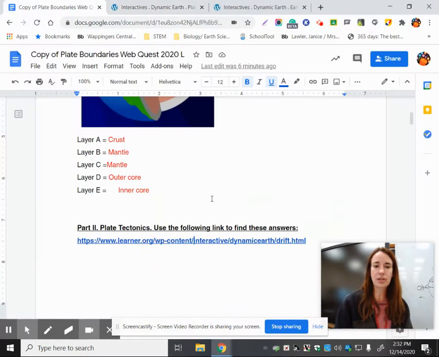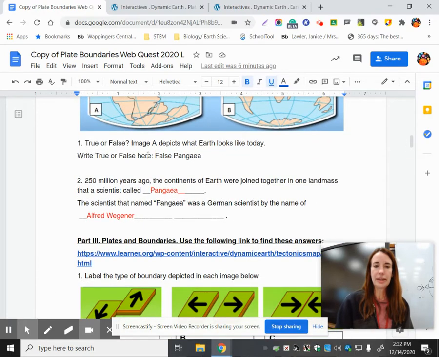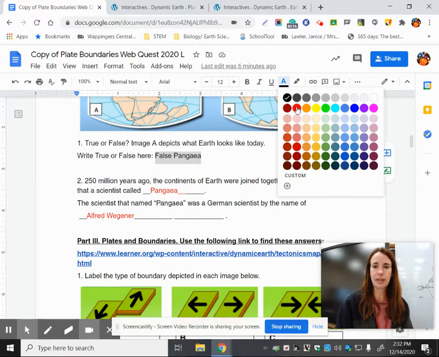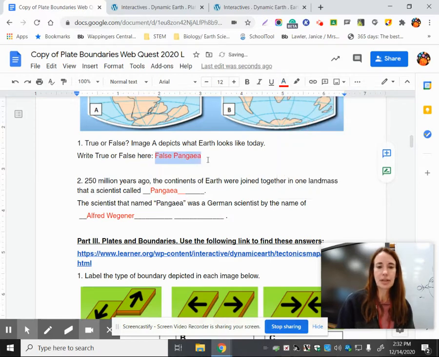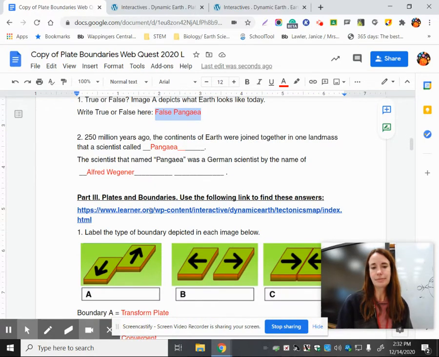So when we go back to this, the answer for this one would be false. I forgot to make that red. It's called Pangea. It was actually called Pangea. So 250 million years ago, the continents of the Earth were joined together in one landmass, and the scientists called it Pangea. The scientist who named Pangea was a German scientist by the name of Alfred Wegener.